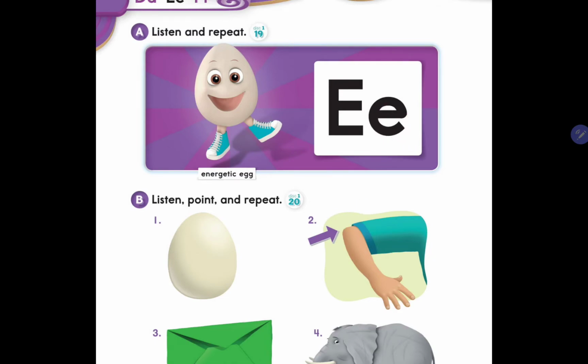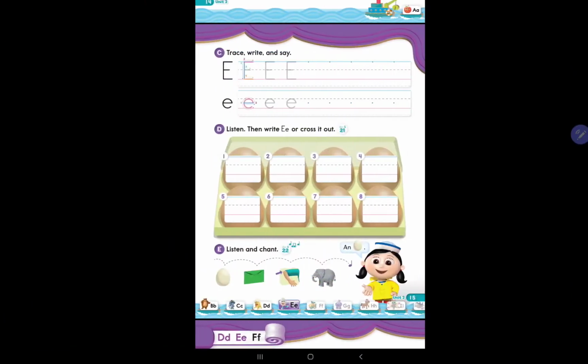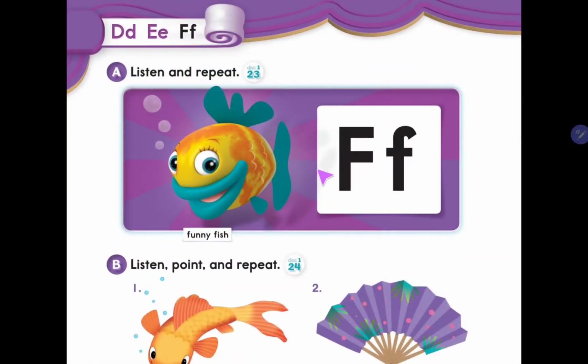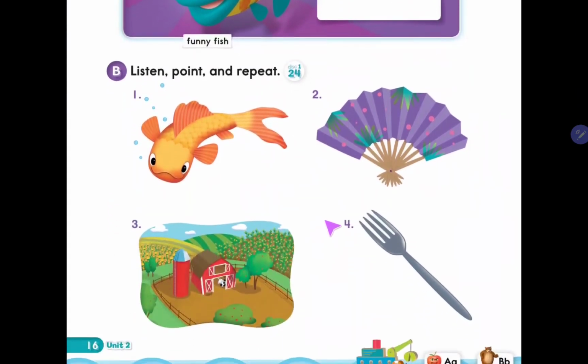And then our last letter for the review is the letter F. This is the letter F. The sound for F is f, f, f. Okay, let's have a look at the four pictures we have here.